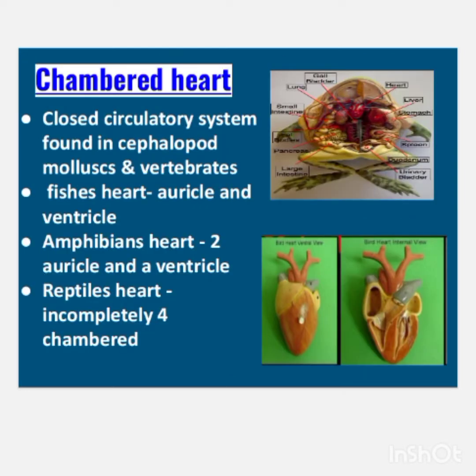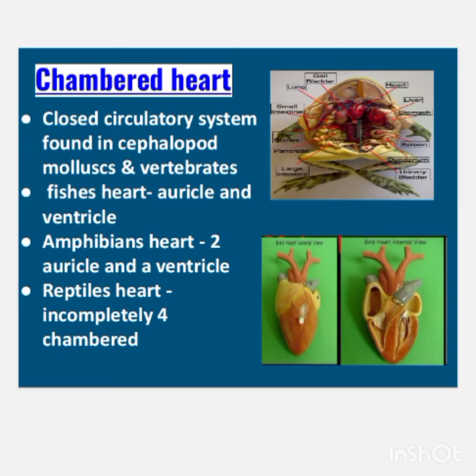Third one, chambered heart. These are the specialized type of hearts with distinct chambers for the separation of arterial and venous blood. They are found in cephalopod molluscs and vertebrates. In fishes, with the exception of lungfishes, heart is two-chambered with an auricle and a ventricle. In amphibians, heart is trilocular or three-chambered with two auricles and a ventricle.